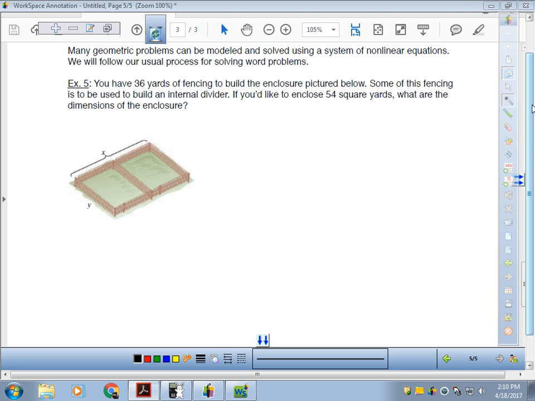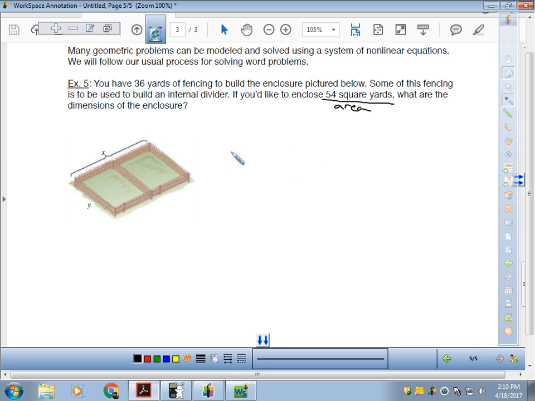So example 5 here says you have 36 yards of fencing to build the enclosure that is pictured below. Some of this fencing is used to build an internal divider, which you can see there in the picture. It's here in the middle. It says, if you'd like to enclose 54 square yards, what are the dimensions of the enclosure? So we want to enclose 54 square yards. This right here is area. You can tell it's area because it's square yards.